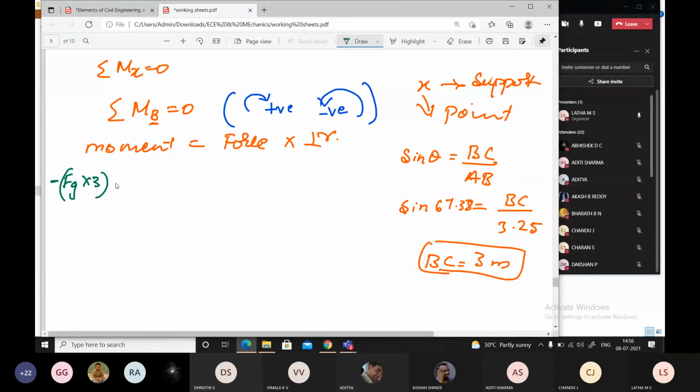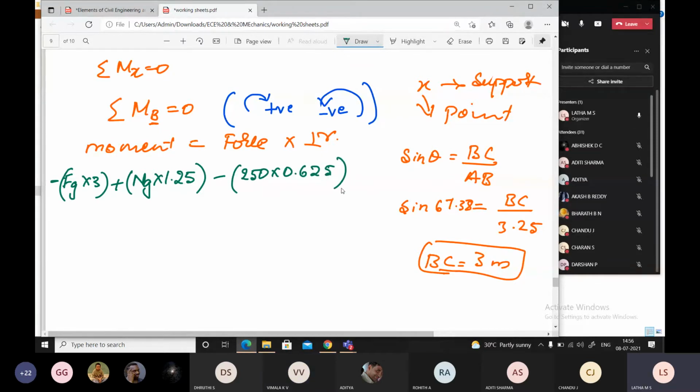Next, plus Ng into 1.25. Then minus 250 into 0.625. Anything else? No, ma'am. I can make it equal to 0.